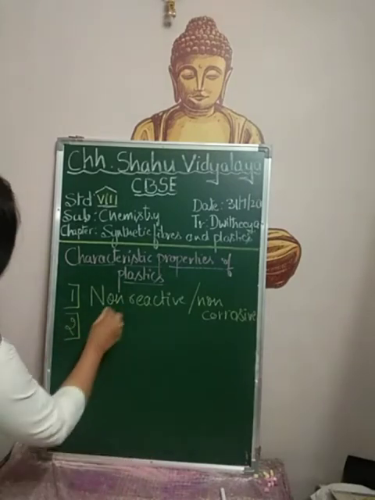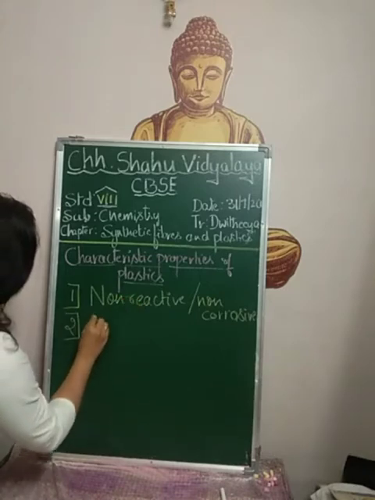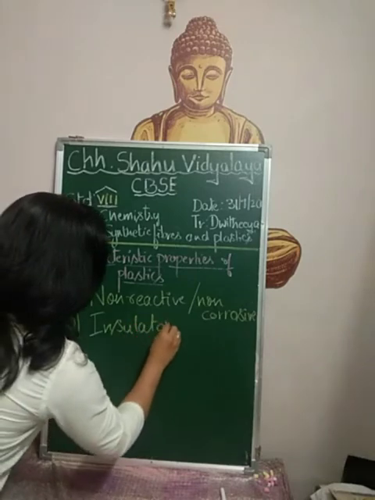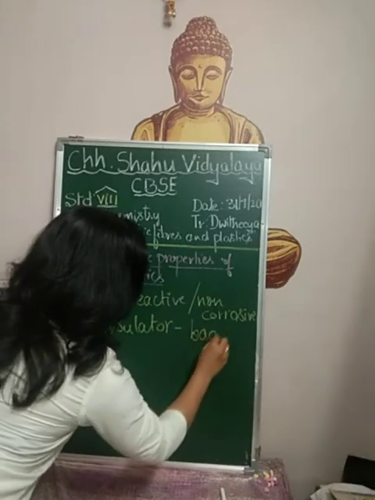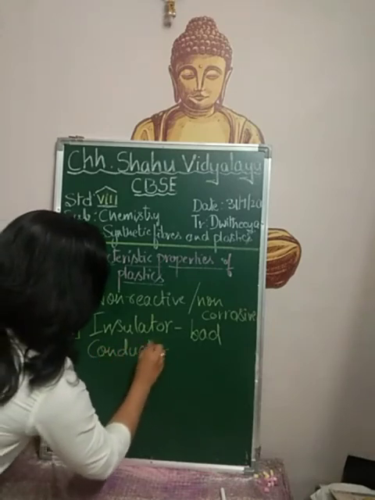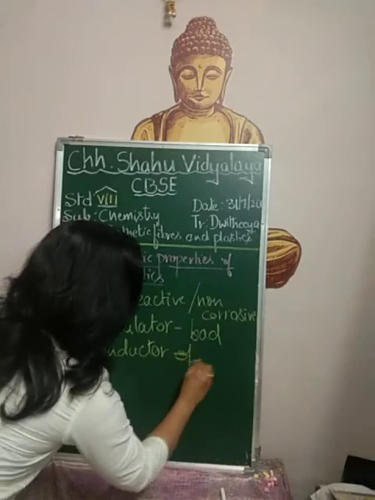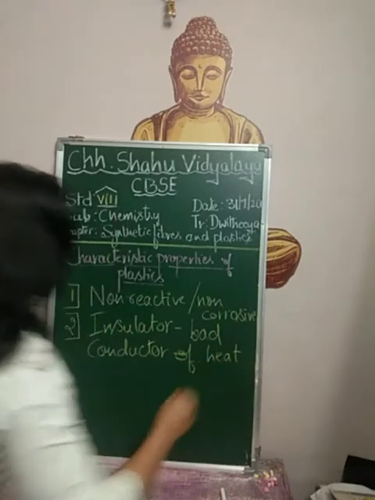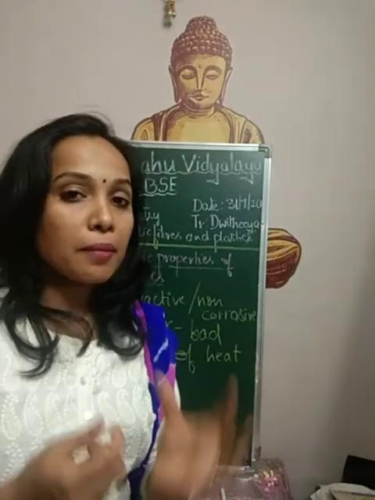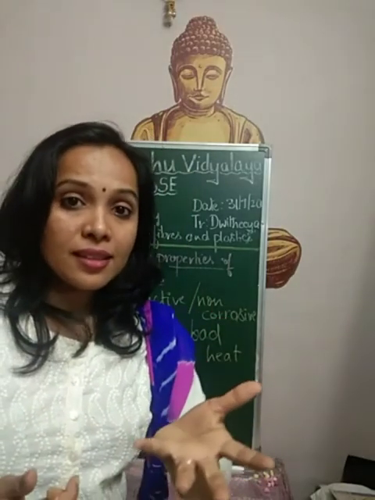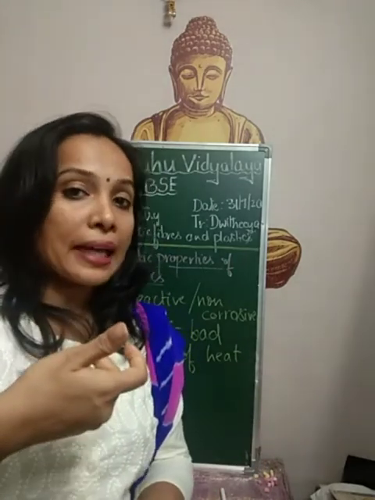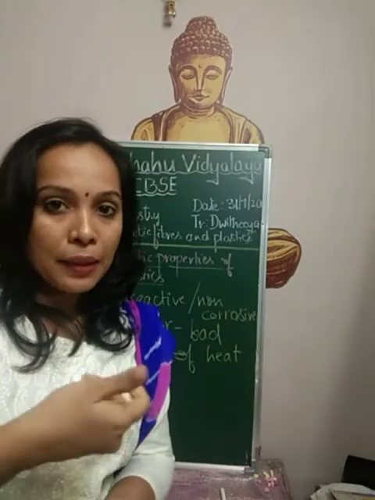And what else? The second important property is that it acts as an insulator. That is, it is a bad conductor of heat and electricity. Since it is a bad conductor of heat and electricity, first we'll take up heat. So because it's a bad conductor of heat, we can use it in utensils used to heat food in microwave, and also to make handles using bakelite plastic.